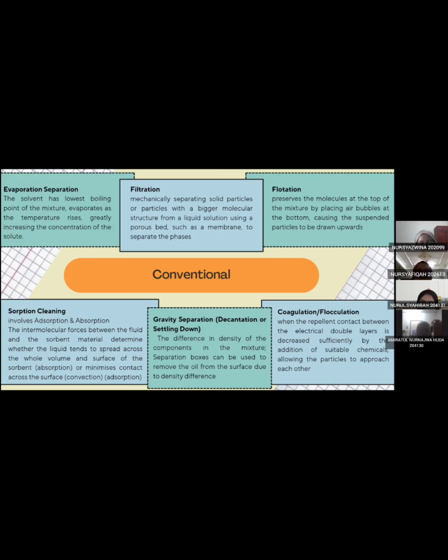For the gravity separation, it involves the decantation or settling down. The difference in density of the components in the mixture or the separation of boxes can be used to remove the oil from the surface due to density differences. For the coagulation or flocculation, when the repellent contact between the electrical double layers is decreased sufficiently by the addition of suitable chemicals, allowing the particles to approach each other.